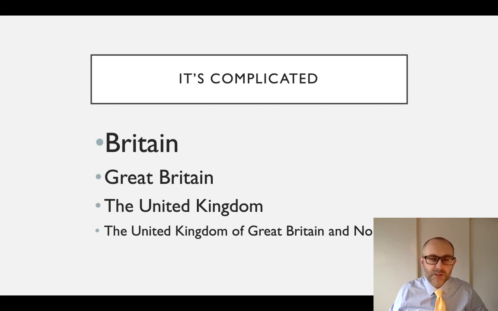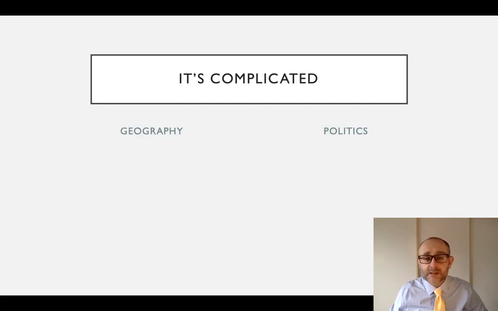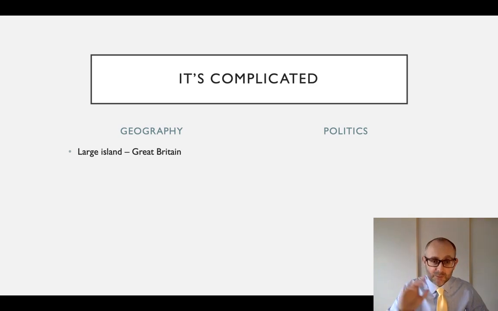Well, there's two things we need to think about. We need to think about geography and we need to think about politics. Let's start with geography. So we're going to look at a map in a moment, but the island can be divided into kind of two areas. So we have Great Britain, which is the largest island, and then we have a smaller island to the west, which we call Ireland. So that's the geography part of it, and that's quite clear.